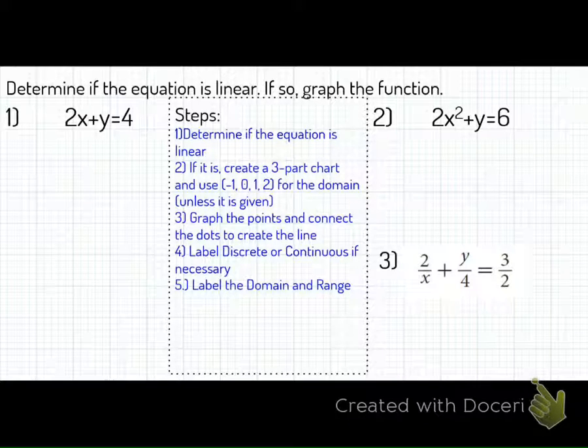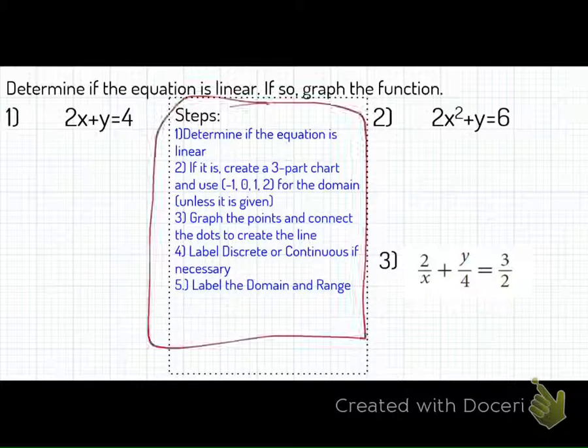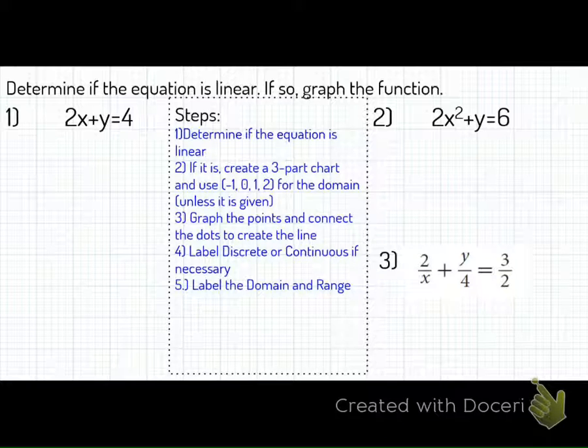Here's number 1. Determine if the equation is linear. If so, graph the function. The steps are right here in the middle. We'll write this down in a moment. I'll do a few of these together. Numbers 1 and 2, and then number 3 we'll do together. So number 1: 2x plus y equals 4.